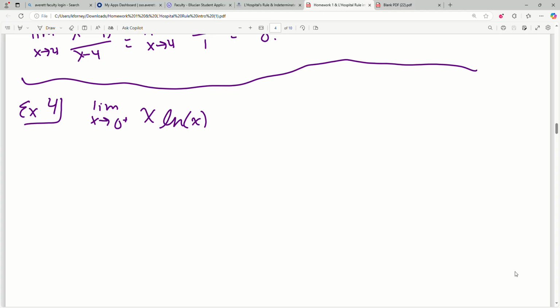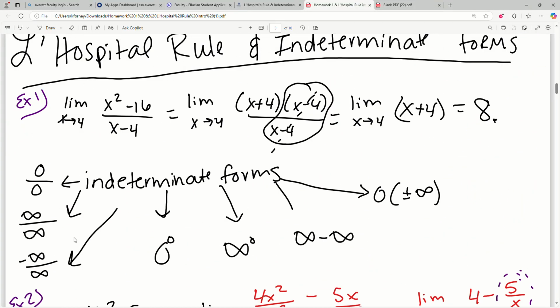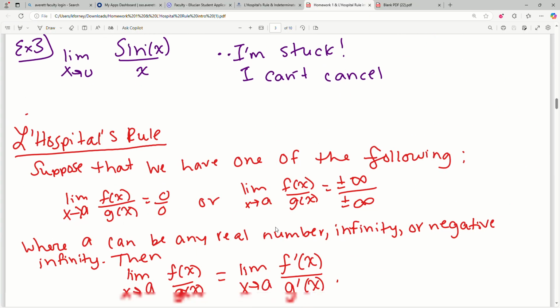It has to be an indeterminate form, like 0 over 0, infinity over infinity. We also took some notes. Let me make sure. Yeah, we took notes. So 0 to the 0 power, infinity to the 0 power. All of those are indeterminate forms.